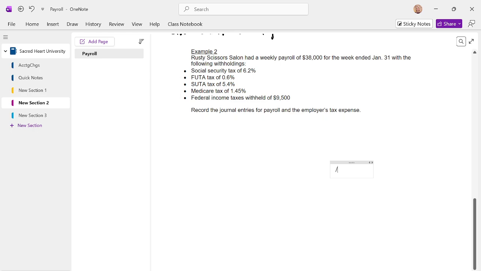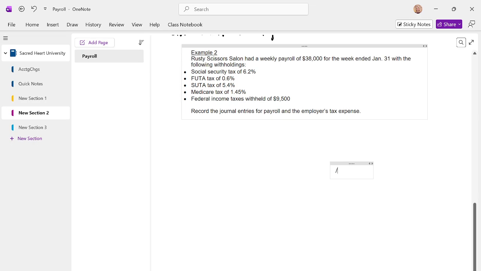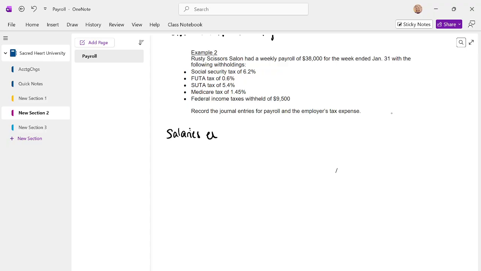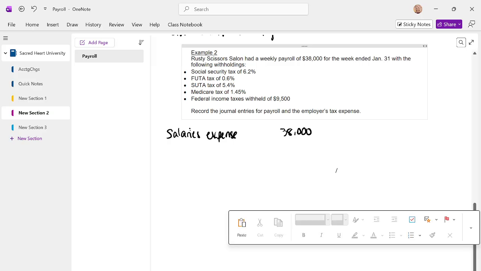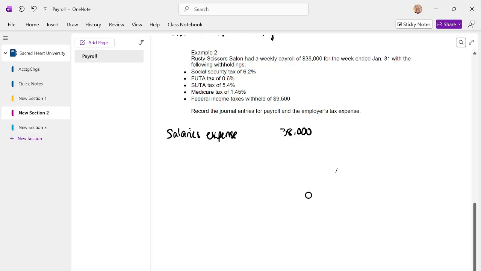This video reviews example 2. Rusty Scissors has a weekly payroll of $38,000. So let's start with our salaries and wages expense, or simply salaries expense, of $38,000. We are going to now ask ourselves, what are we going to withhold from the employee's paycheck? Let's withhold their federal income taxes of $9,500, and let's call that withholding taxes payable.